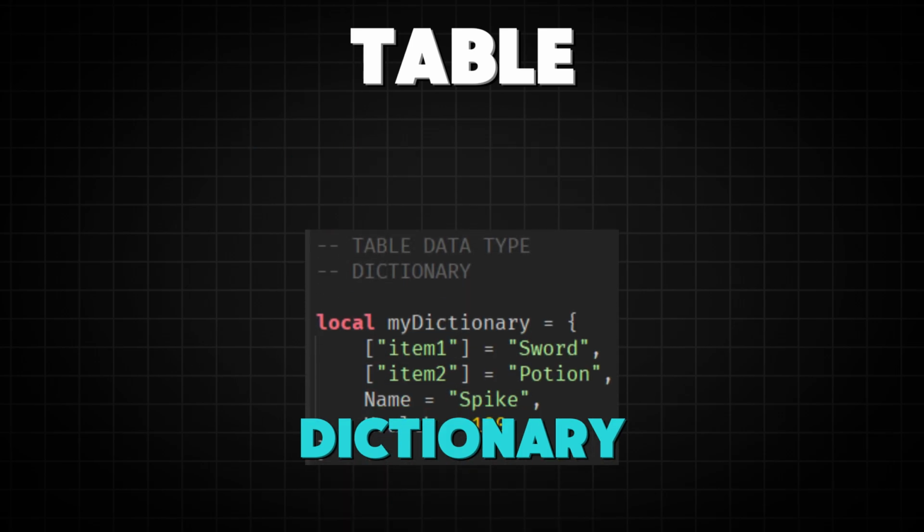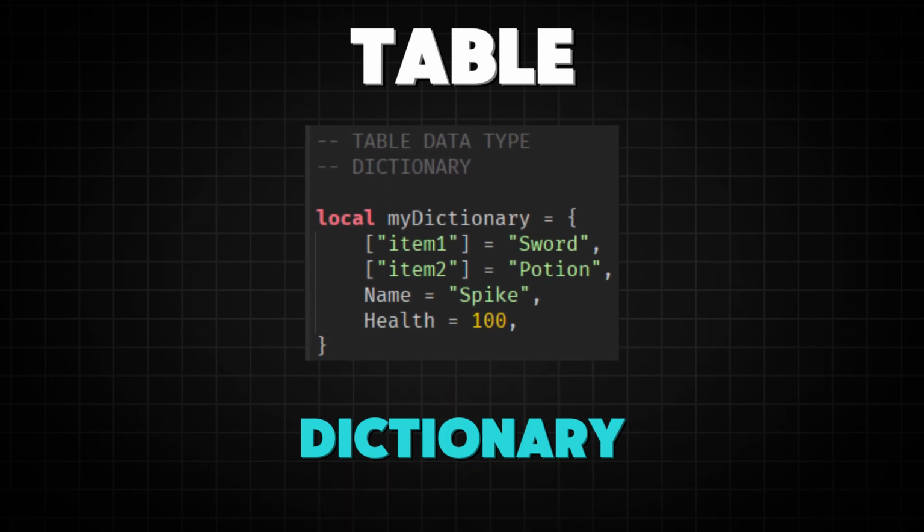Let me give you an example. You can use square brackets to indicate the key, or you can just straight out indicate the key without using square brackets. That's the beauty of dictionaries.